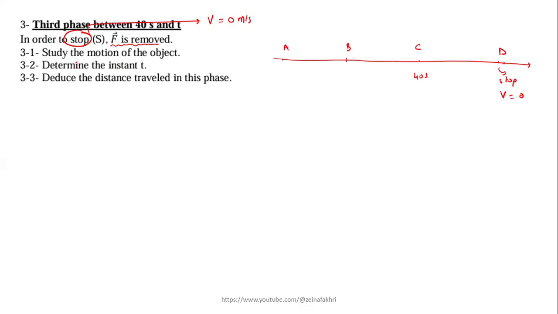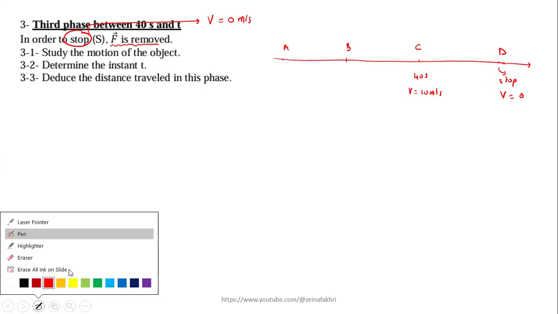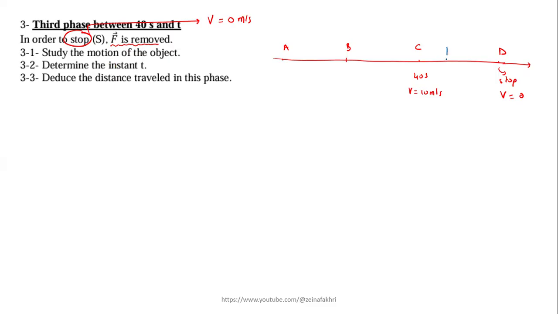So the question is, study the motion of the object. This means determine the nature of motion. Logically, we know the speed was 10 meters per second and became 0, so it's a decelerated motion. But I need more, I have to study it. So I need to apply Newton's second law another time. What forces do I have now? We also have the weight and the normal, but we still have only the friction. The traction force is removed.